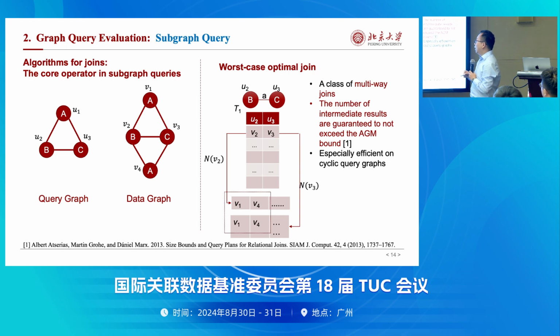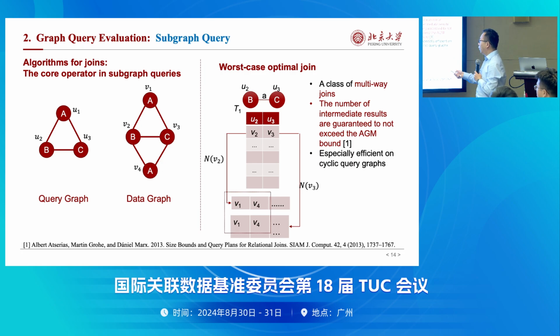The worst case optimal join has some advantages. One advantage is that it can guarantee that the number of intermediate results does not exceed the AGM bound in the worst case. But even so, we cannot simply say that the worst case optimal join is better than the binary join in all cases, because a worst case optimal join can only guarantee the performance in the worst case. So sometimes we may choose the worst case optimal join, and sometimes we choose another one. So we have the cost estimation problem.